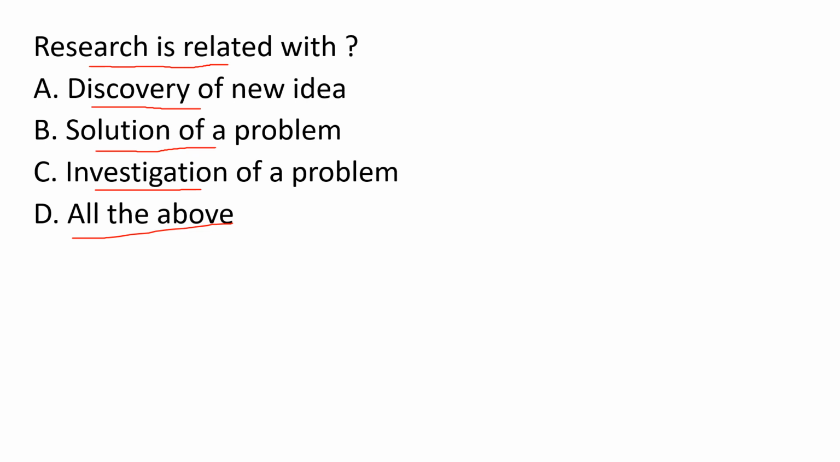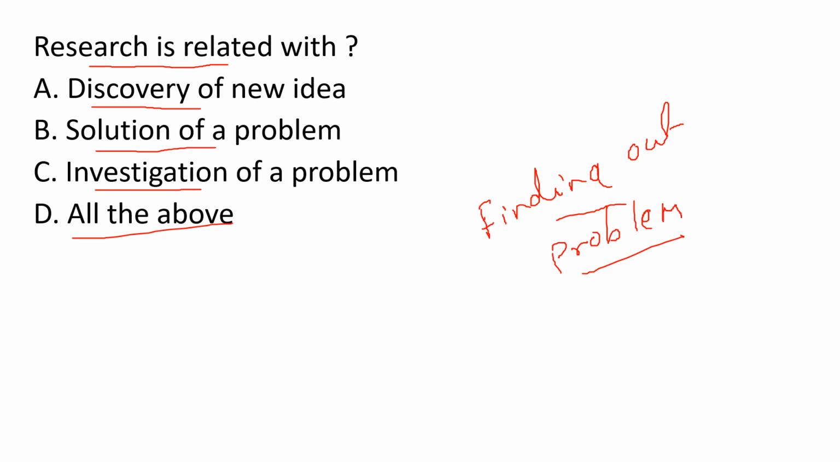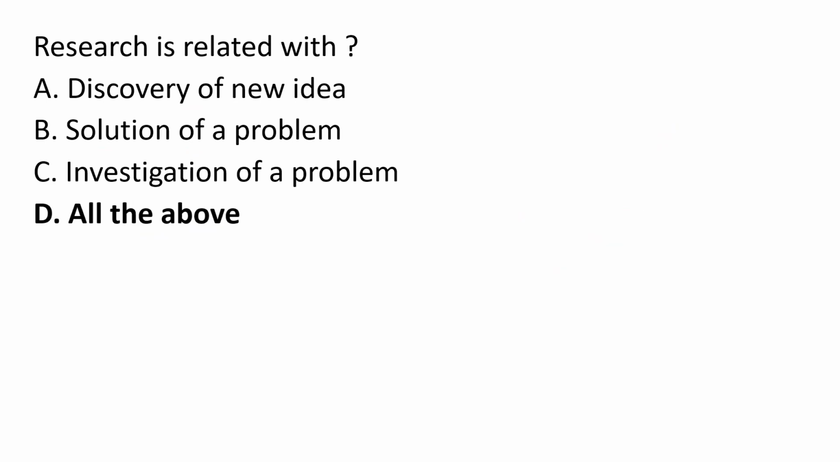First, what are we doing? We are finding out the problem. And for that problem, we are trying to find a solution. We are investigating the problem first and then we are finding the solution. So all these options will be included here. That means the correct answer will be option number D, that is all of the above. Discovery of new idea, solution of the problem and investigation of problem. All these are related to research.